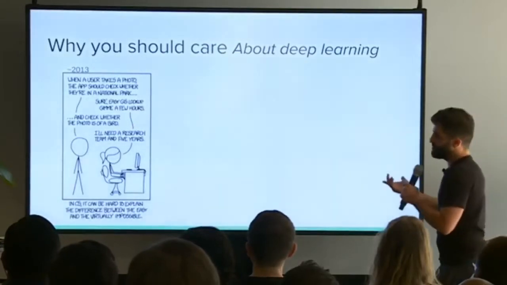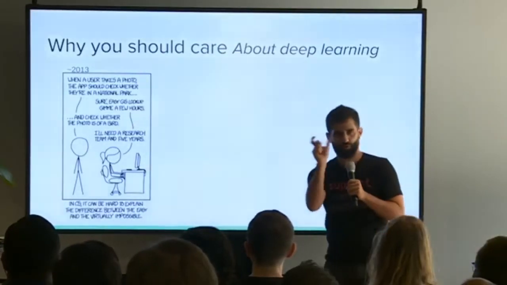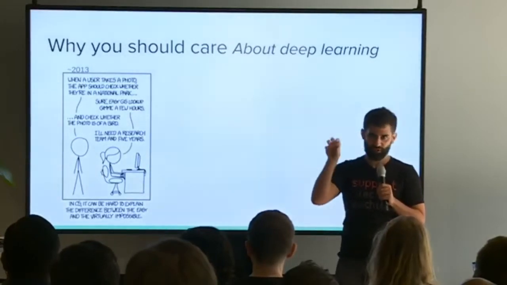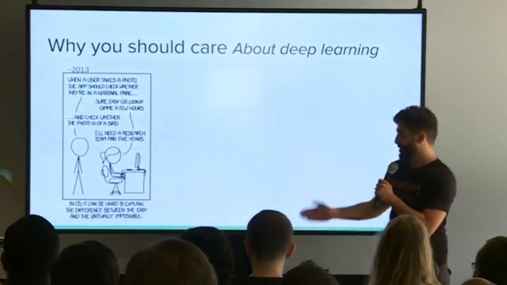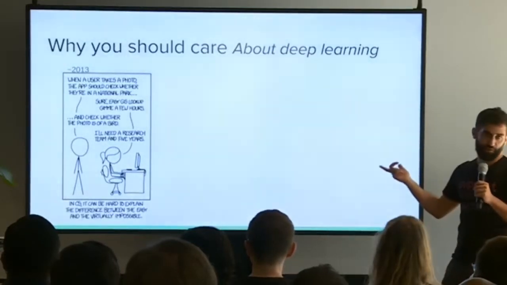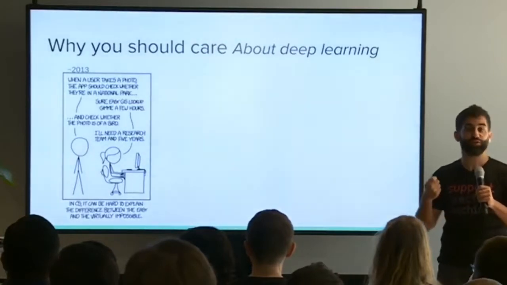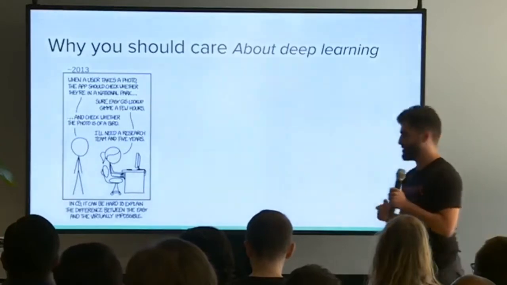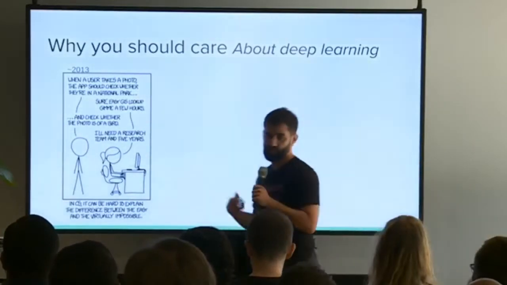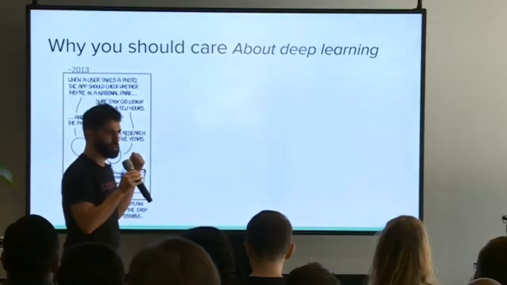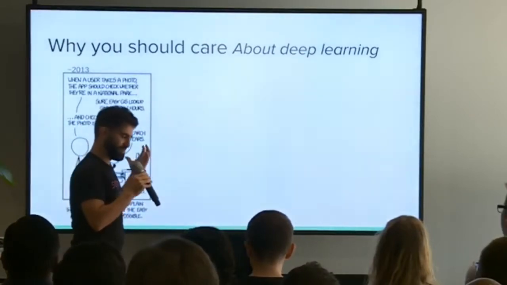And the developer's like, sure, simple, easy GIS lookup, right? Every photo has geographical information in it, so you can just look it up and see, is that a national park or not? And then the manager's like, yeah, and along the way, check whether the photo is of a bird. And the developer's like, hey, I'll need a research team and 5 years. And the punchline is, in computer science, sometimes it's hard to explain the difference between the easy and the virtually impossible.